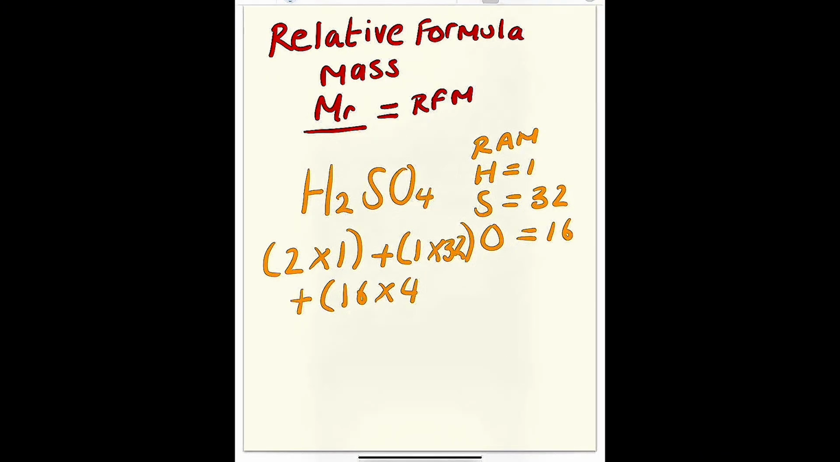16 is the relative atomic mass of oxygen, and that's going to give us an answer of 98. Okay, so this is how you would work out the relative formula mass, or MR, of sulfuric acid. This is H2SO4, sulfuric acid.